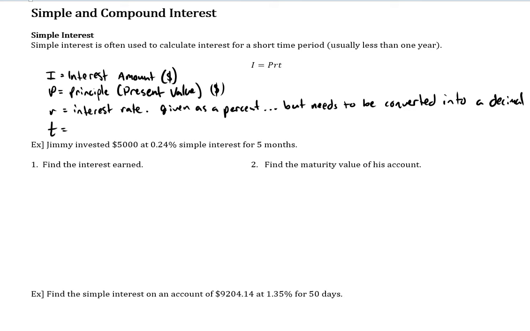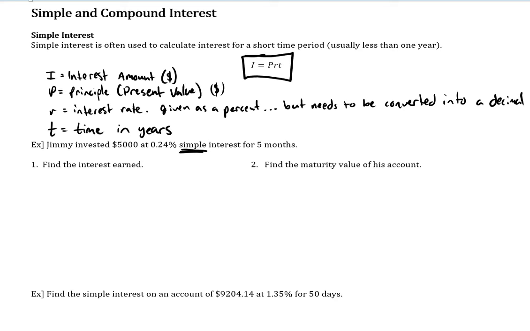And then T is time, and it is in years. So we need to make sure whatever unit they give us, we are able to convert it. Whenever the word problem says the word simple, we need to use this formula.